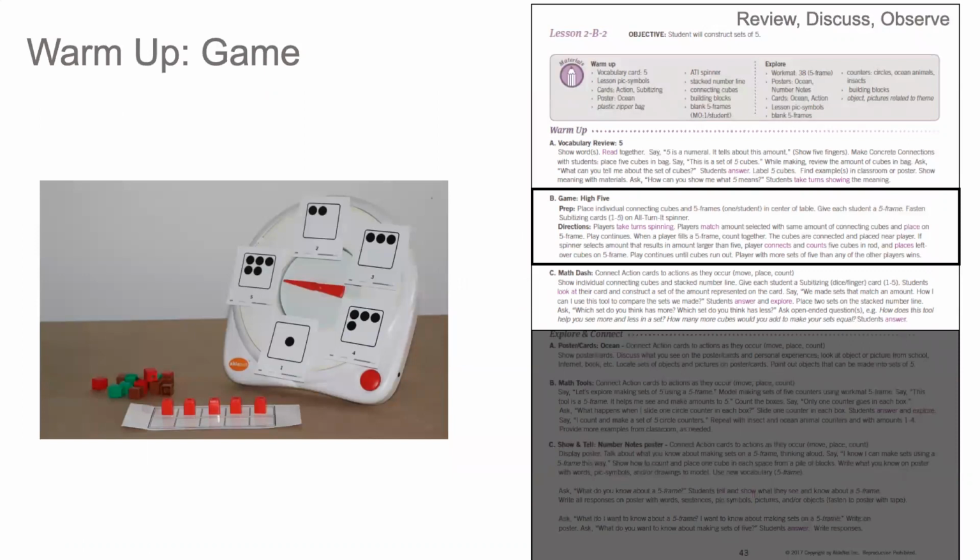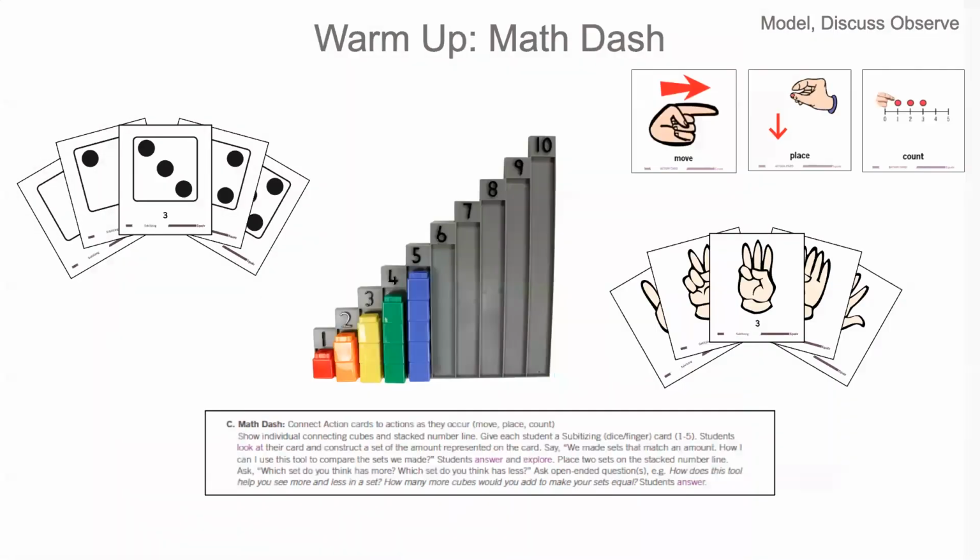Once our vocabulary word is reviewed, the next lesson activity is the game. This game is one that has already been played in a previous lesson, but it supports the current lesson objective. To know the materials that are required for the game, read through the directions in the prep, and then the directions for the game are listed within the directions section. Math Dash is the next activity.